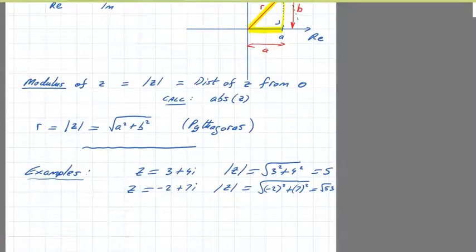So it's as simple as that. If you keep in your mind that the modulus means the distance from 0, that's all it means. And you can work it out always using Pythagoras' theorem.